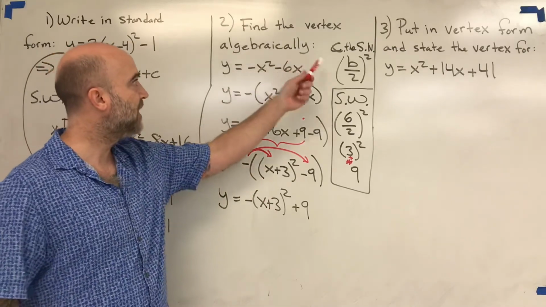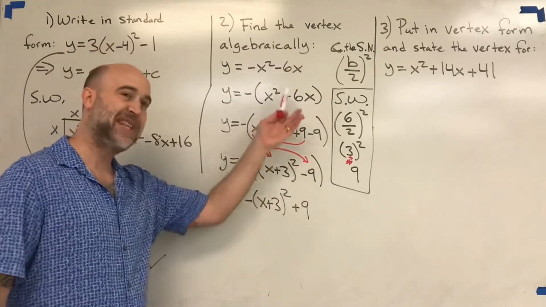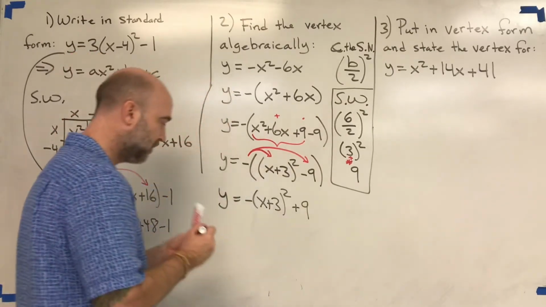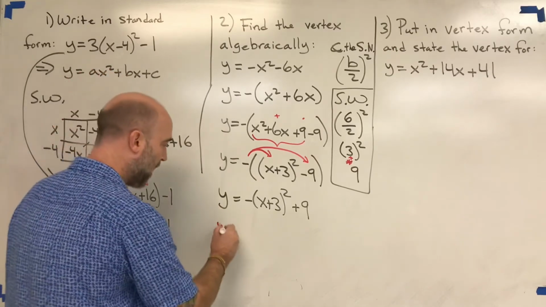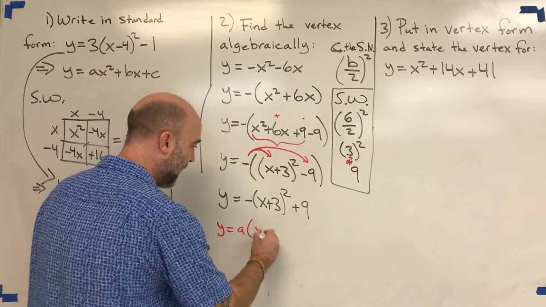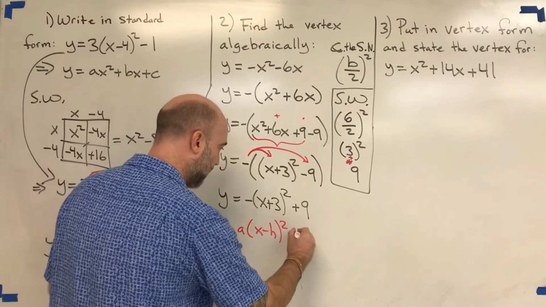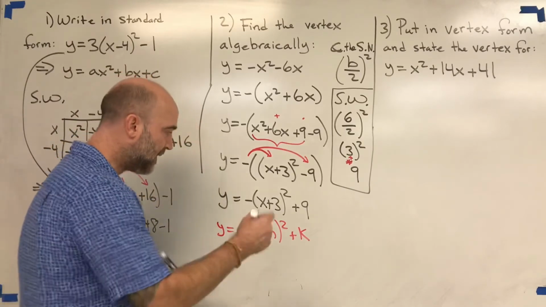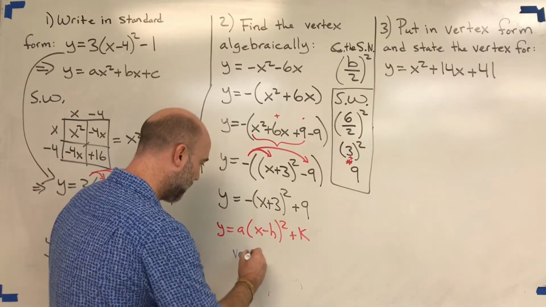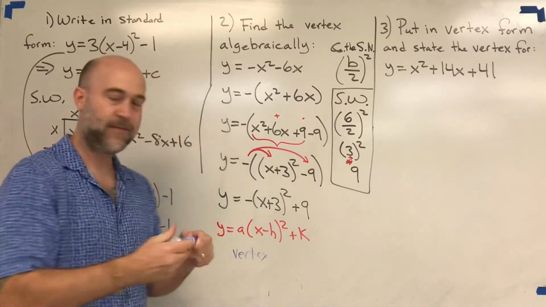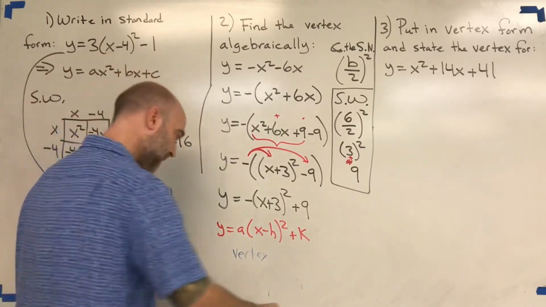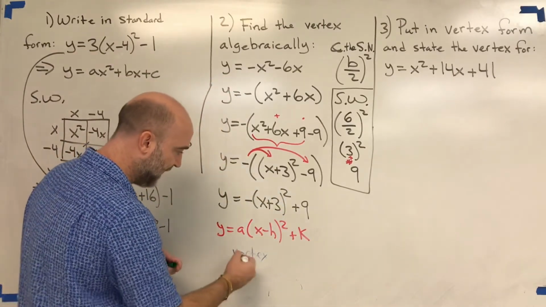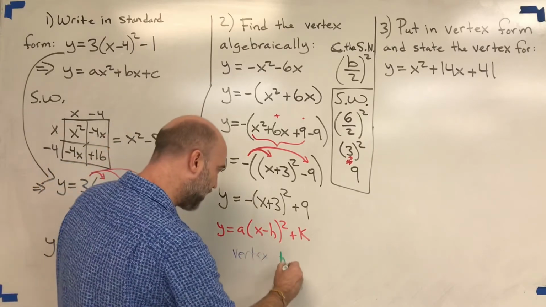Now, find the vertex algebraically. All right, so this was the algebra that we used. And then our vertex is, vertex form, y equals a parenthesis x minus h quantity squared plus k. So what that does is it tells us, and then our vertex, vertex, V-E-R-T-X, is h comma k.